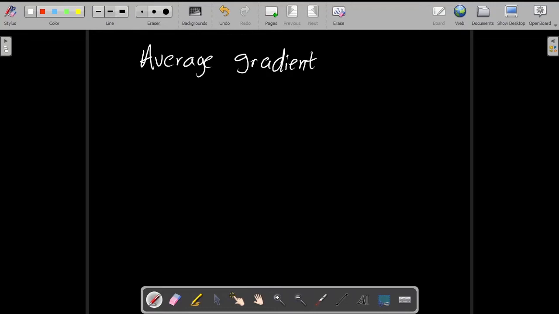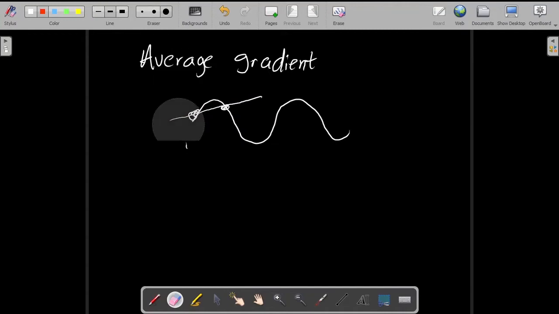The average gradient is the gradient of a straight line joining 2 points. So let's say you have some sort of function, whatever the case may be. Now if you want to find the average gradient between this point and that point, you basically join or put a line in between the points, or have the line cross the 2 points, and the average gradient will be the gradient of this line that connects the 2 points. That is the basic concept of the average gradient.